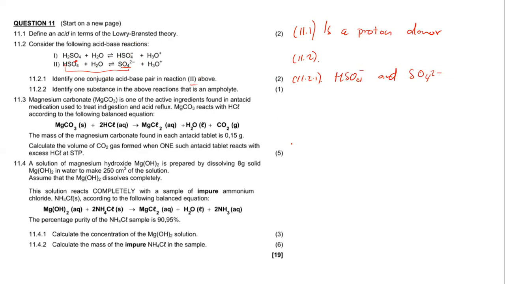They just said one. Now 11.2.2, they say to us, identify one substance in the above reactions that is an ampholyte. An ampholyte is a substance that can act as either an acid or a base. To make things easier, just take water. Above, you can take even this, it's an ampholyte. It can act as a base for the reverse reaction, and it can act as an acid for the forward reaction. So you can take HSO4 minus, or you can take water. It's up to you. To make life easy, take water.